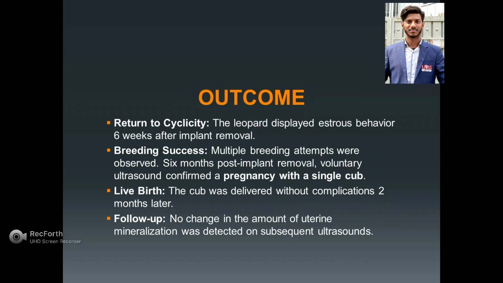Now move to the outcomes. This is the most remarkable part of the case. The patient returned to cyclicity within just 6 weeks of implant removal. She showed estrous behavior. This proved that the melengestrol-associated contraceptive effect was reversible and that her ovarian function was intact. She bred successfully and was confirmed pregnant via ultrasound 6 months later. This is the key takeaway of the case.